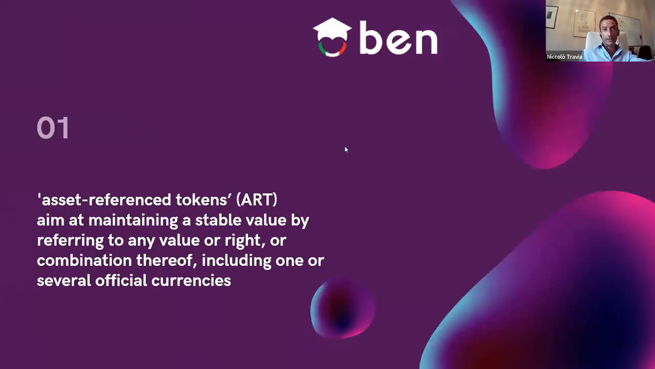So the first category is the asset reference tokens, ART, that aim at maintaining a stable value by referring to any value or right or combination thereof, including one or several official currencies. As I said, we don't have a definitive version of this definition, so I will refer to the Council proposal. Basically, asset reference tokens refer to a basket of other assets, and this is specifically the situation of Libra, which was proposed by Facebook with its Libra coin.